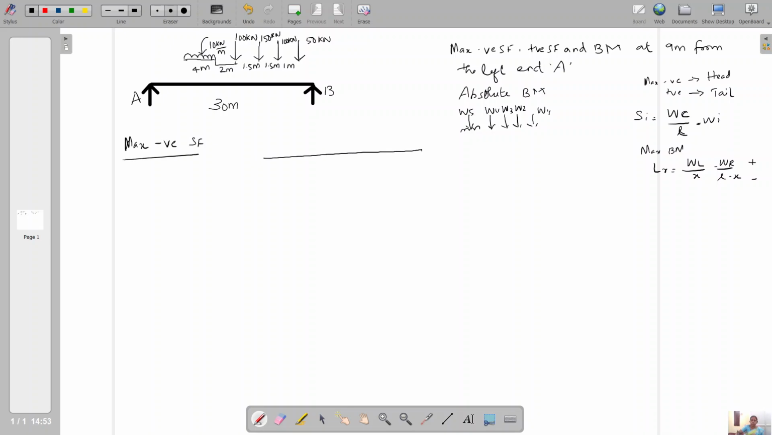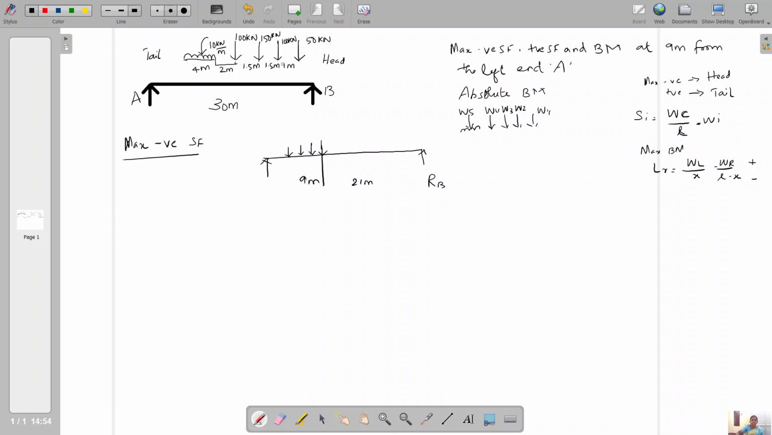Our section is 9 meter, so the remaining distance is 21 meter. So we have to calculate RB. I'm going to first place the head. Head means this is the head position because the load is traveling from left to right, as I said. So head and tail position. Place the first load so that the next loads will be placed accordingly.